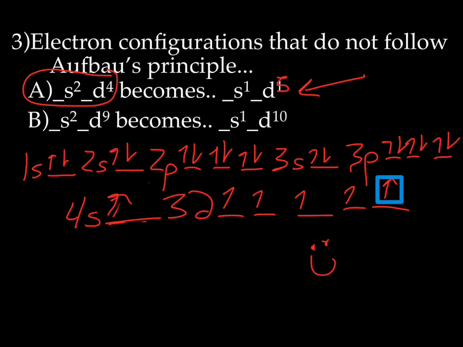The next time is if you have s2 d9. The atom's actually happier if we have a full d, so an electron just jumps over. So this is just something you sort of need to memorize.